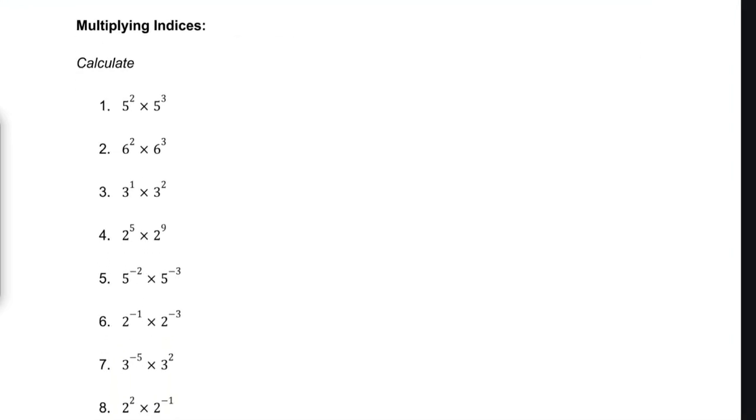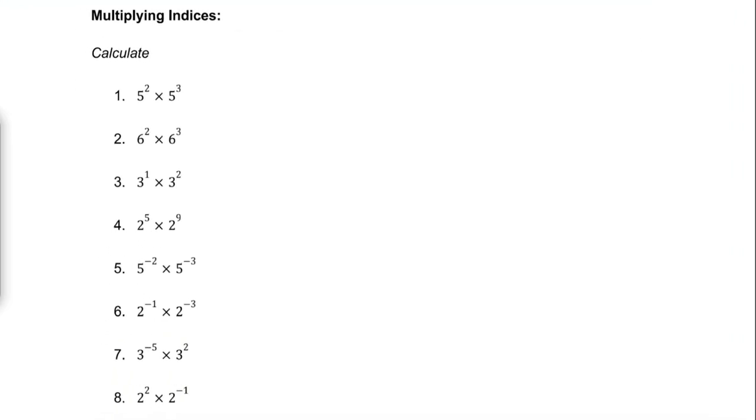So let's do some examples on multiplying indices. So 5 squared times 5 cubed. Well, we know that we want to keep that 5. And then all I want you to do is add the 2 plus 3. So 2 plus 3, that's equal to 5 to the power of 5.